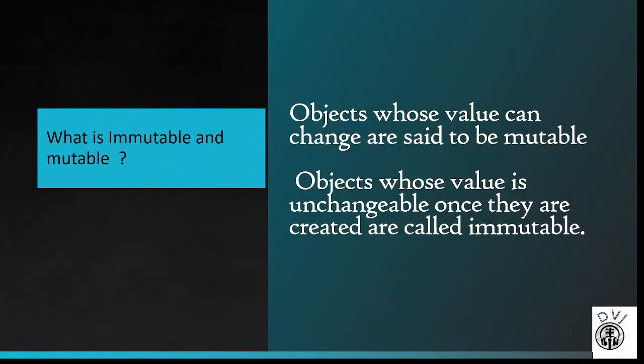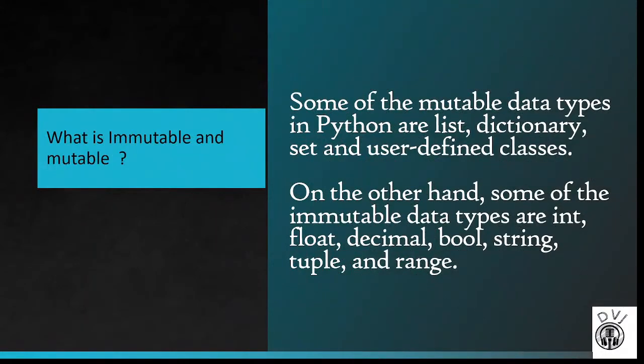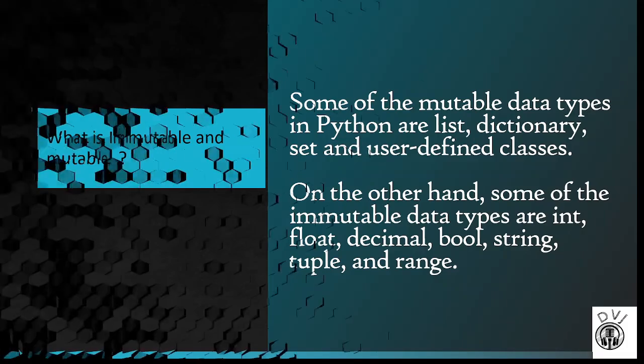What is immutable and mutable? Objects whose value can change are said to be mutable. Objects whose value is unchangeable once they are created are called immutable. Some of the mutable data types in Python are list, dictionary, set and user-defined classes. On the other hand, some of the immutable data types are int, float, decimal, bool, string, tuple, and range.